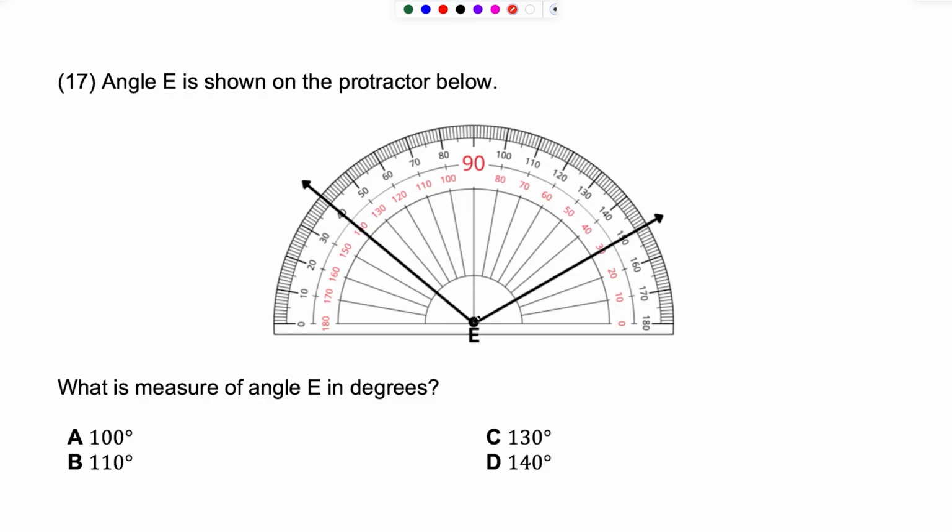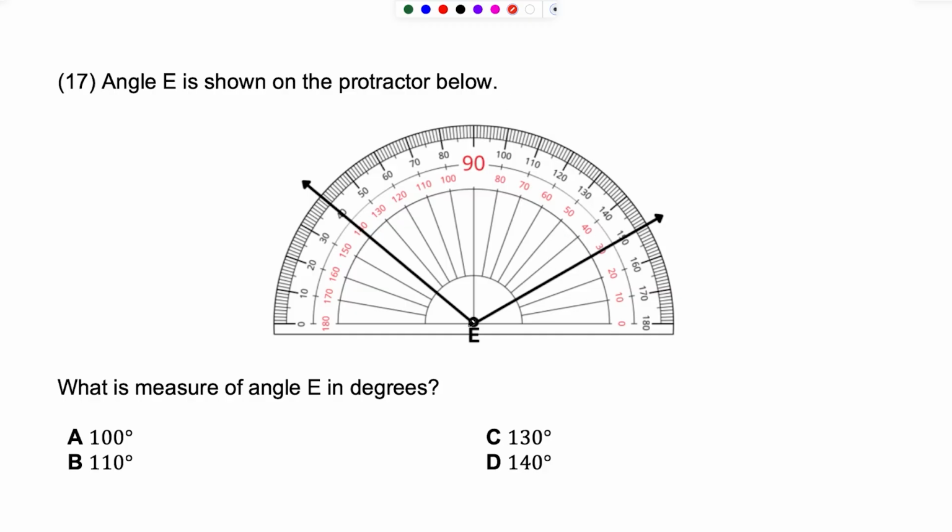Okay, in questions where the angle is going this way, like let's say it starts here and it ends here, then all we have to do is just look at the number that it makes contact with. If we have an obtuse angle, we're going to look at the bigger number here. We're not going to go with 50. We're going to go with 130 in a case like this. But in this question, things are a little bit tricky because the angle is in the middle. So here we just have to think very carefully.